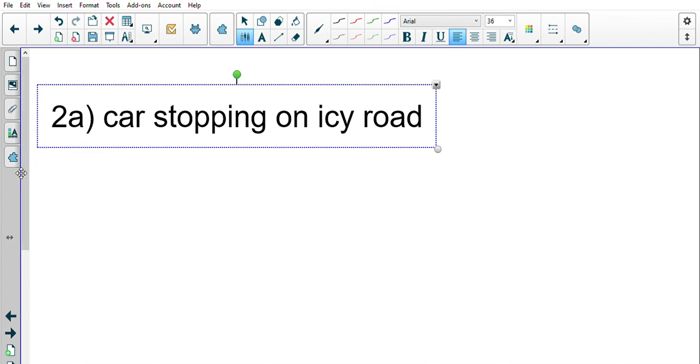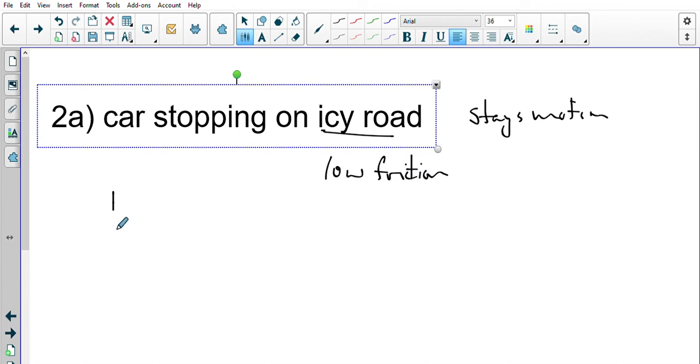So, question number 2, use Newton's first law of motion to explain what will happen in each of the following situations. A car is trying to stop on an icy road. Well, Newton's first law of motion states that an object in motion stays in motion. And the whole point of taking a car on an icy road is that there's low friction.